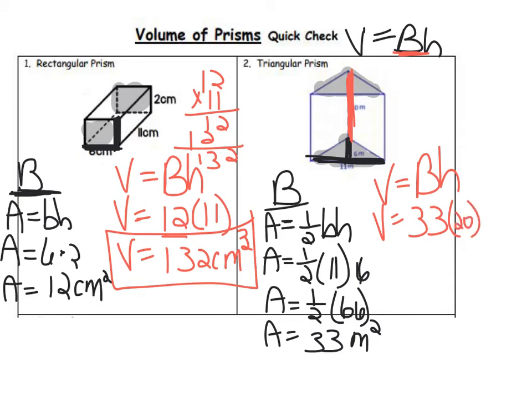So now all I have to do is multiply 33 times 20. So that's going to be 660. And this is going to be cubic meters. And that's all we have to do.